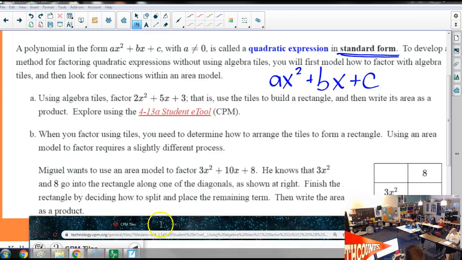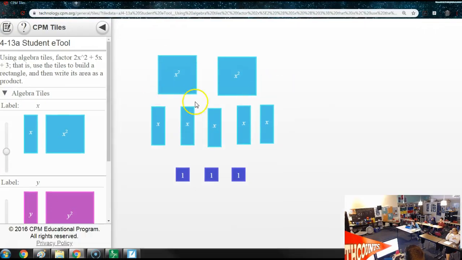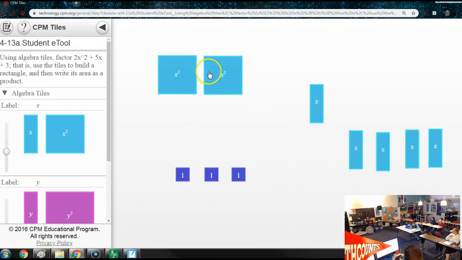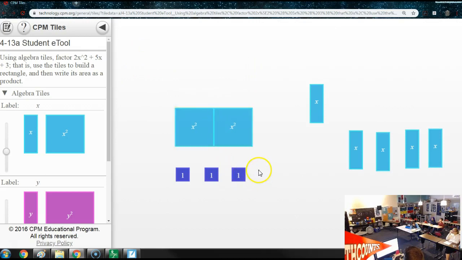So we have 2x squared, 5x, and 3, right? What we're looking for is how can we put these together in a rectangle that we can then factor. So if I link those up, and then we know the 3 are going to be out here, either stacked on top of each other or stacked out. But we don't want to leave a gap because then that wouldn't be a whole rectangle.